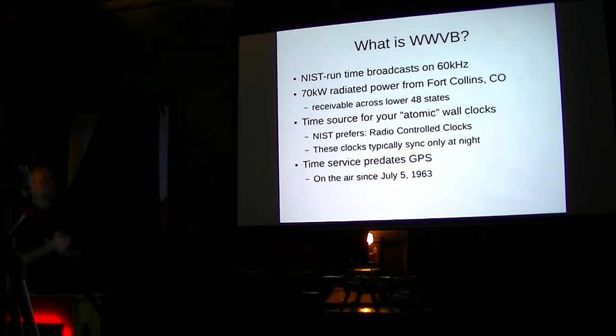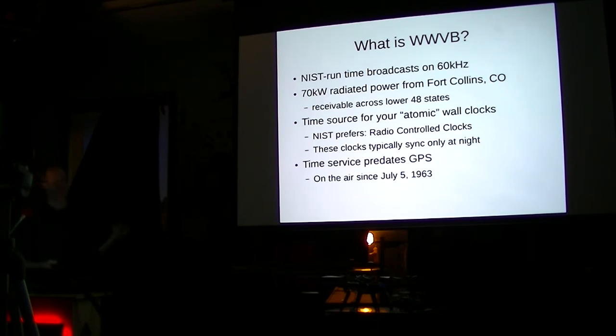So, what is WWVB? WWVB is run by the National Institute of Standards. It broadcasts time code information on 60 kilohertz. Fairly powerful transmitter. It's actually two of them, each outputting a little over 50 kilowatts apiece, and with their efficiency, they end up with 70 kilowatts of radiated power out of Fort Collins, which is designed to be sufficient so you can receive it all across the lower 48 states.